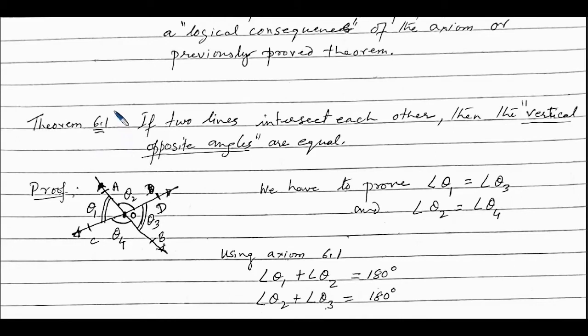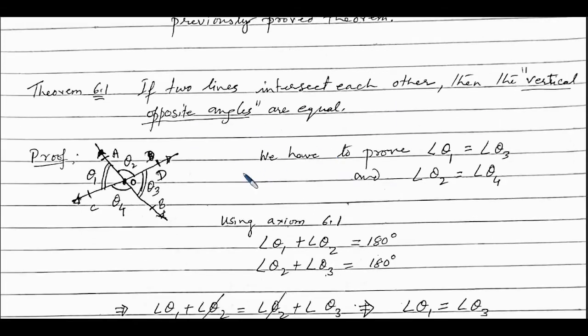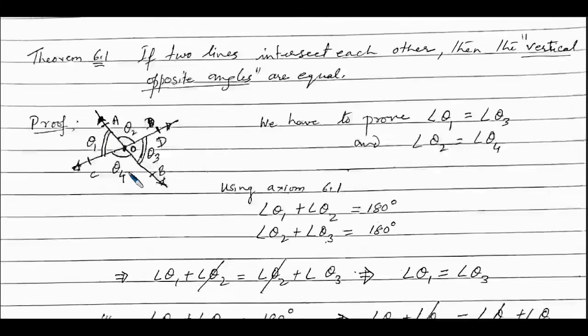So theorem 6.1, again the same thing I have taken from chapter 6. If two lines intersect each other, then the vertical opposite angles are equal. Okay, this is a theorem which I have explained. Okay, if two lines intersect each other, then this angle will be equal to this angle and this angle will be equal to this angle. Now you will say, okay, you prove it. Okay, you can prove it.